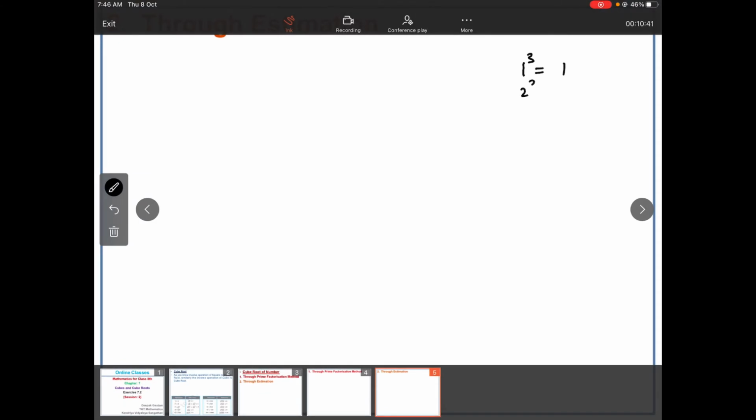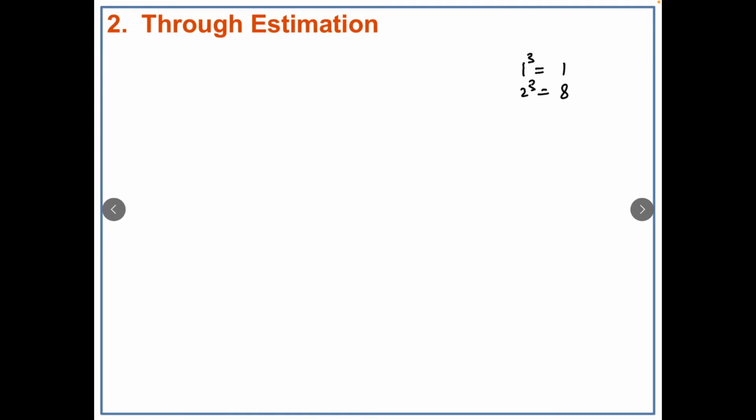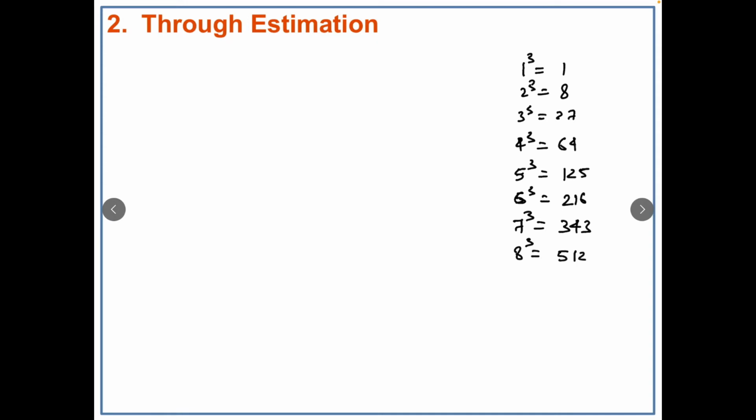Okay, to understand the estimation method, we first have to learn and remember the cubes of the numbers 1 to 10. So let's write the cubes of the numbers 1 to 10 here. We have cube of 1 equals 1, cube of 2 equals 8, cube of 3 equals 27, cube of 4 equals 64, cube of 5 equals 125, cube of 6 equals 216, cube of 7 equals 343, cube of 8 equals 512, cube of 9 equals 729, and cube of 10 equals 1000. Okay, so I have written the cubes of the numbers 1 to 10 here.